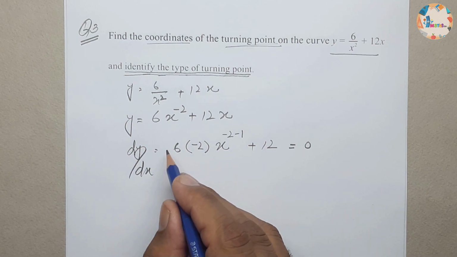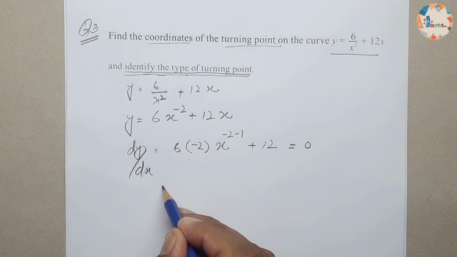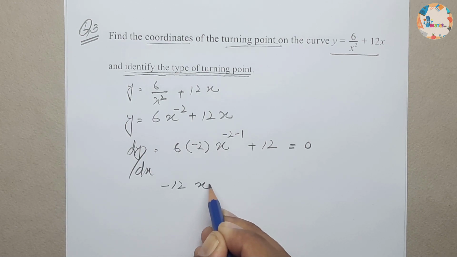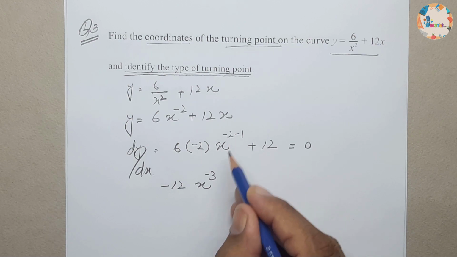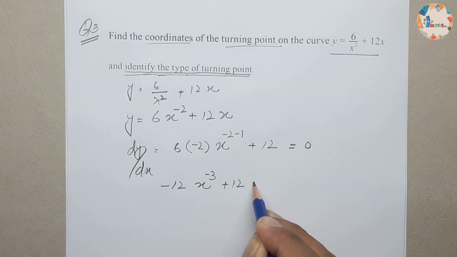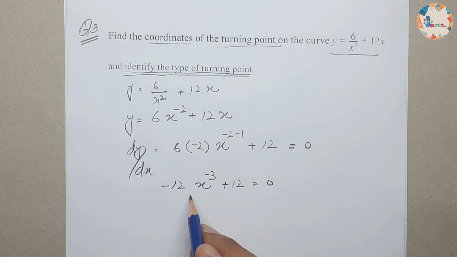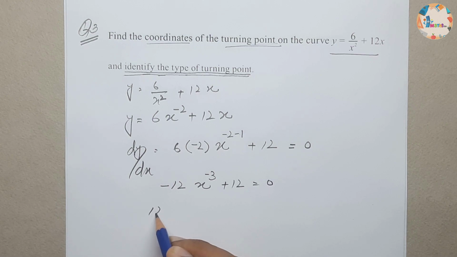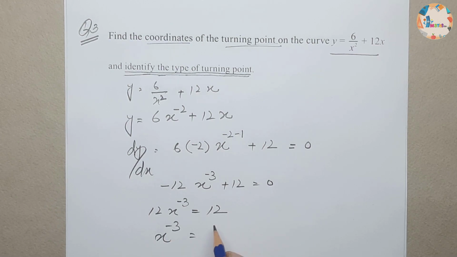So now we will start from here. 6 into minus 2 will be minus 12. So minus 12, x raised to a minus 3, minus 2 minus 1 will be minus 3, plus 12 is equal to 0. Next we have to find the value of x. How we can find? We can shift this minus side to the other side. So it will be 12x raised to a minus 3 is equal to 12. So x raised to a minus 3 is equal to 12 divided by 12, which is equal to 1.